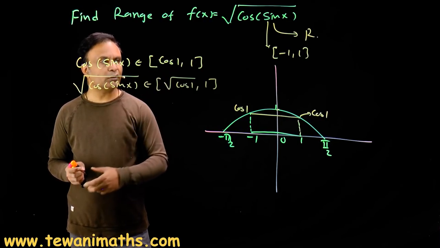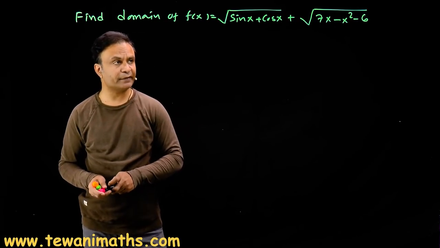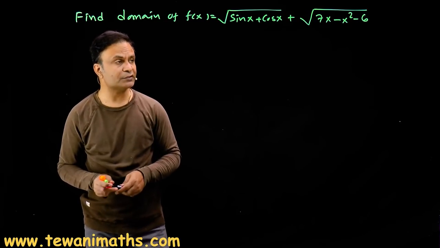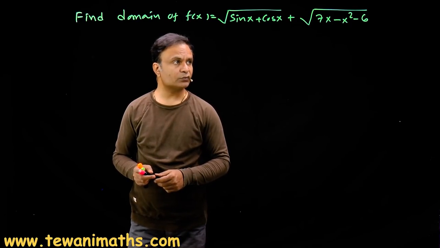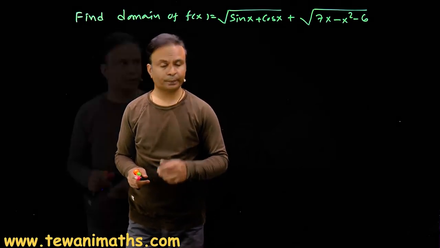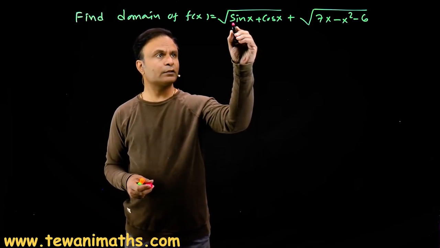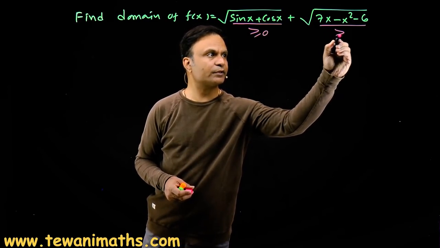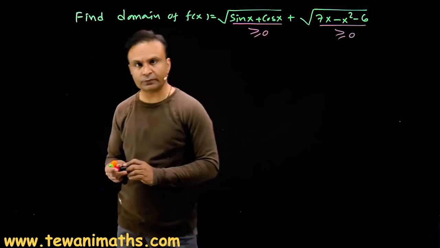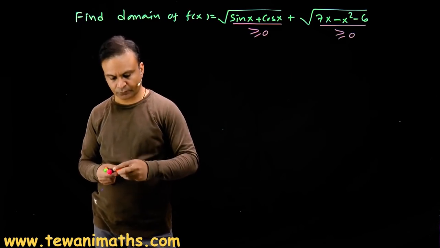Let's consider one more function. The question is: find the domain of the function f(x) is equal to square root of sin x plus cos x plus square root of 7x minus x square minus 6. Okay, how do we start the argument? We must have this expression greater than or equal to 0 and also this expression greater than or equal to 0. Let's solve the first inequality.